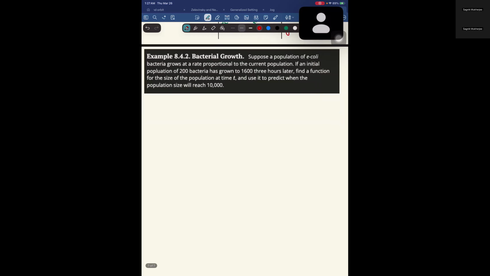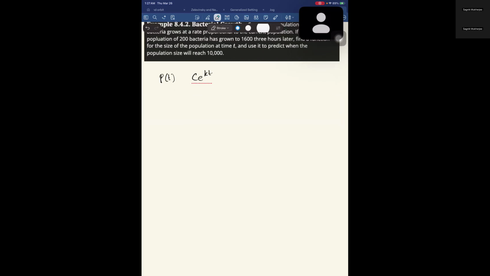Recall that the population is C e power kt, right? Now, the initial population, that is when t is 0, this becomes C e power 0, which is C. And we know that the initial population is given to be 200. So C is 200. So all you have to do is to find out the value of k.